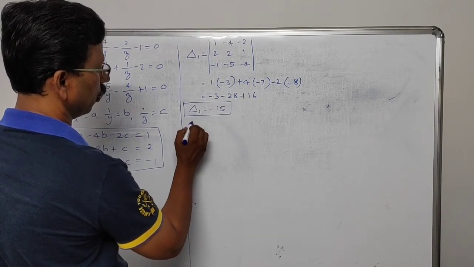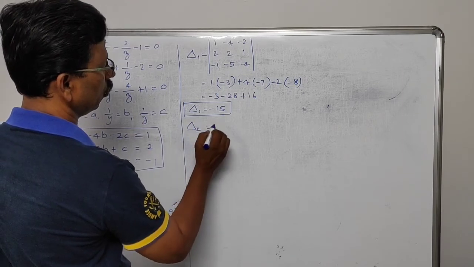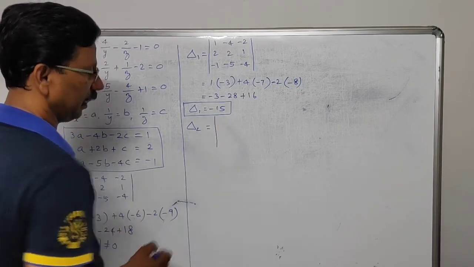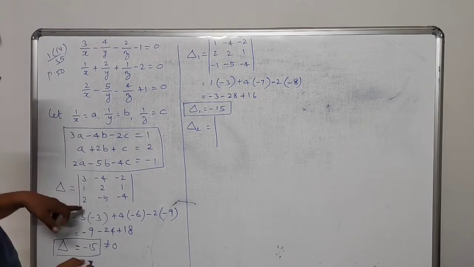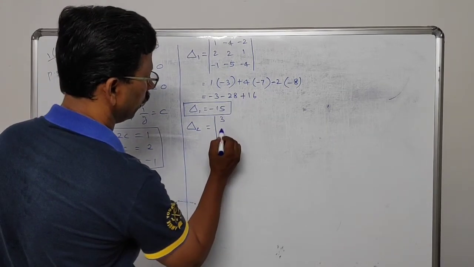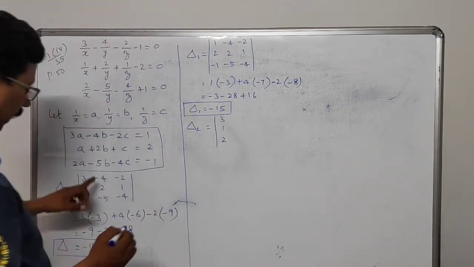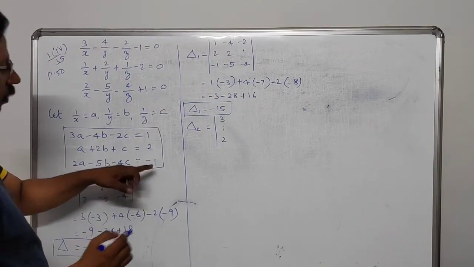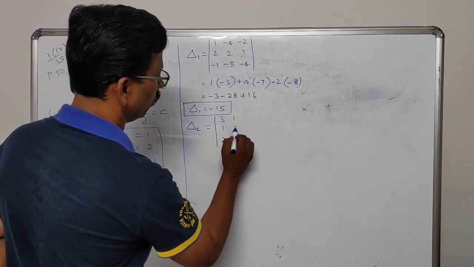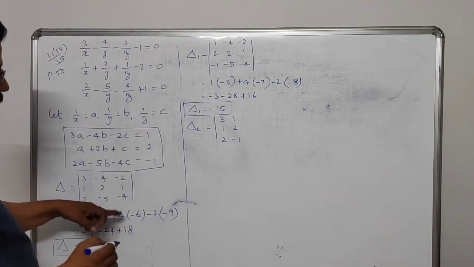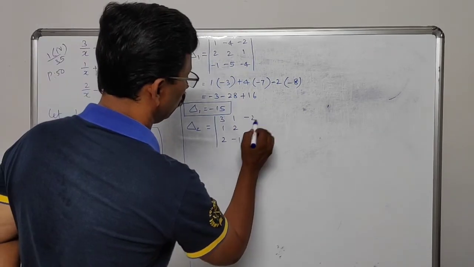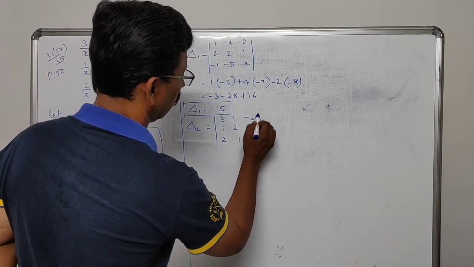Likewise you can find delta 2. Delta 2 is the determinant obtained by replacing the second column of delta. First you can write 3, 1, 2, first column. Then the second column needs to be replaced by the constants 1, 2, minus 1. Third column you can write as such, minus 2, 1, minus 4.